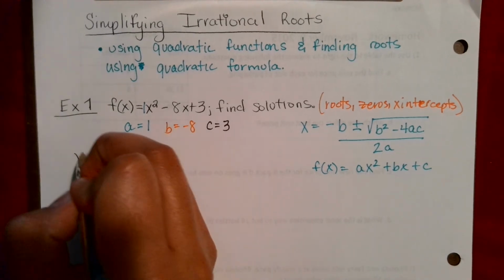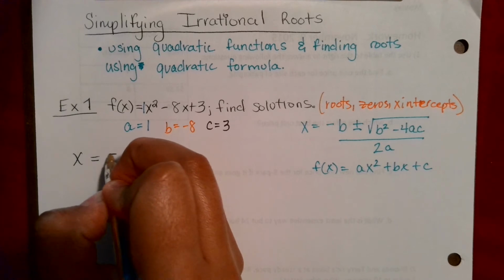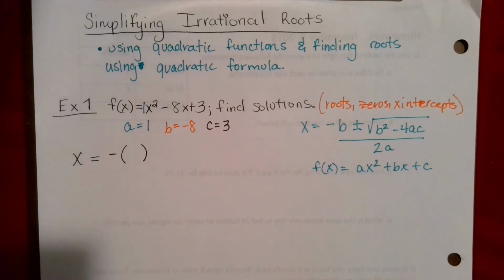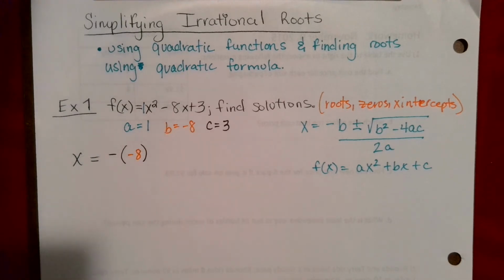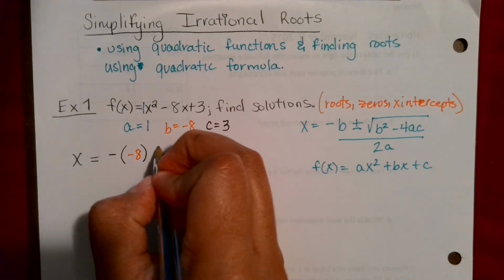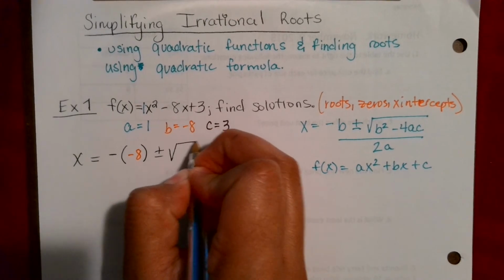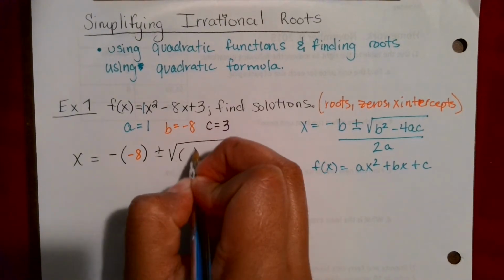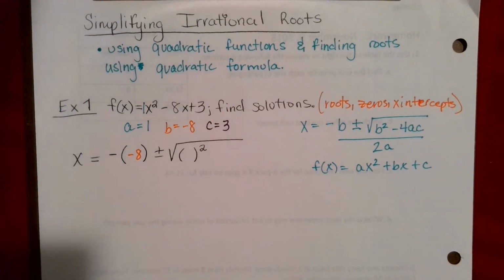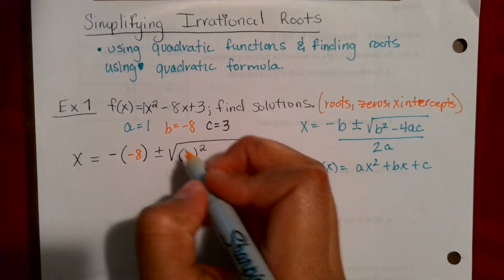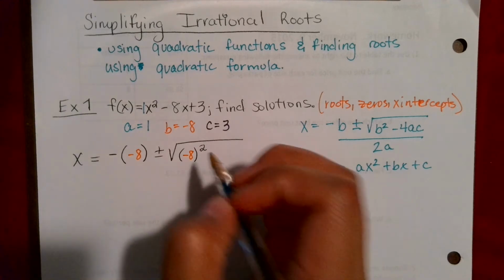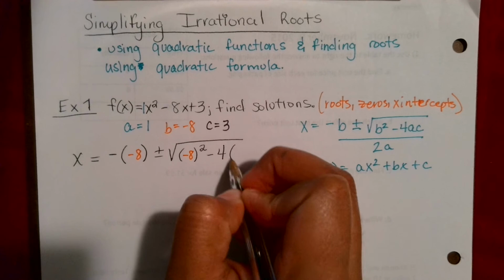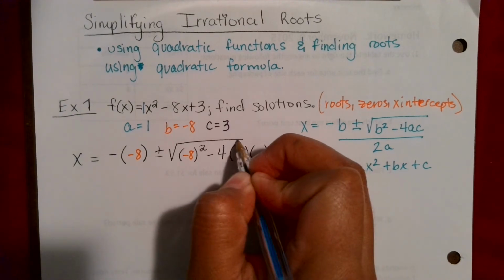So we're going to have x equals the opposite of b, being negative 8. Be careful with the double negatives here. And then we have plus or minus the square root of b squared. So notice how I'm putting the parentheses around that. It's very important that you include the negative in the square if you're going to type this into the calculator or when you do your math. So minus 4 times a times c, like that.